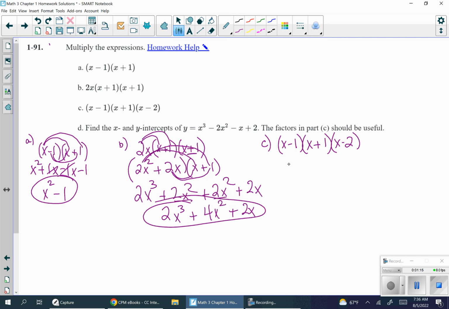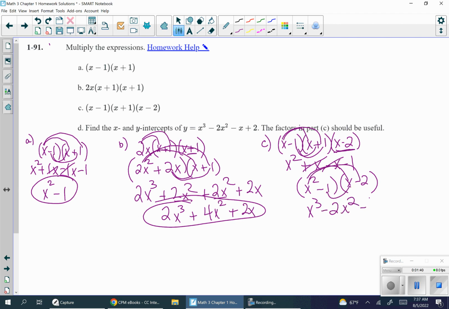This guy, same thing. We're going to have to do more than one multiplication. All right, so x squared plus x minus 1, and we can cancel these guys out. We get x squared minus 1 times, now we have to multiply him by the x minus 2. So x squared times x is x cubed. x squared times negative 2 is minus 2x squared minus 1x. Negative 1 times negative 2 is plus 2. And we don't have any terms that we can combine.